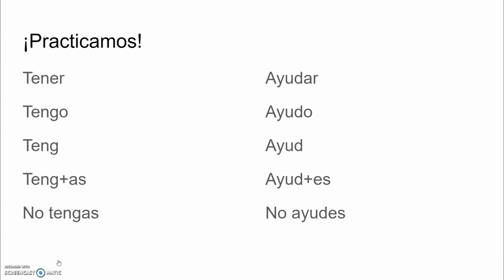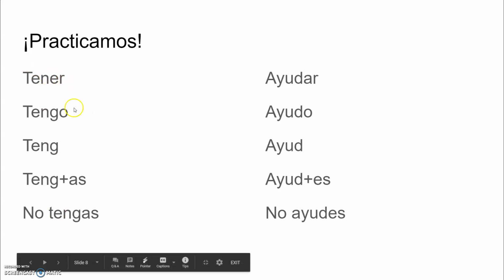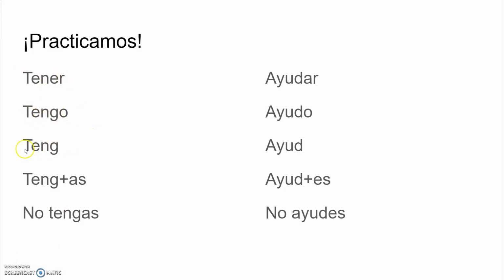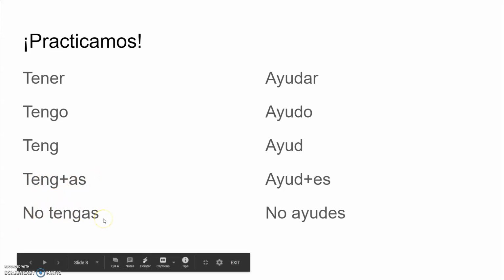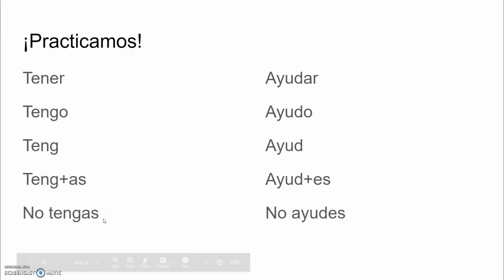So we have the verb tener right here. The yo form of tener is tengo. We subtract the O, we have teng. We add the opposite vowel, it's an ER verb, so we're going to be adding an A plus S. So we have tengas. Don't forget your no, no tengas, which means don't have.